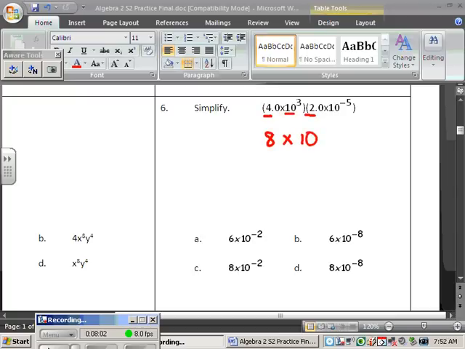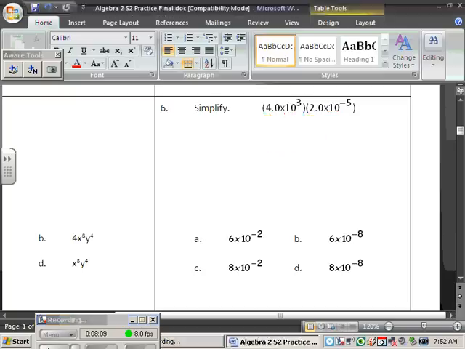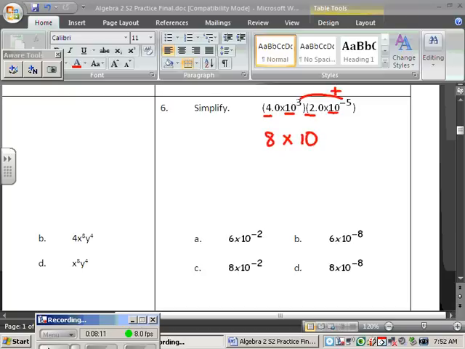Now since these are both 10s, in other words, they have the same base, we want to combine them together like we did in the last problem with our x's and our y's by adding their exponents. So 3 plus negative 5 is negative 2. And this answer is answer C. So you want to remember that the part you're actually multiplying is just the 4 and the 2, but the exponents themselves are being added.